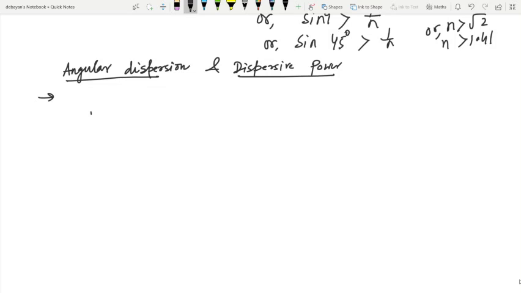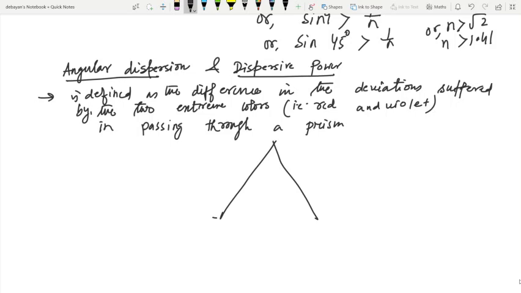What I want to say is that if we consider this is a prism and this is the white light, then what will happen is that this is the red light and this is the violet light. After refraction at the surface, it will emerge out like that. This is violet.